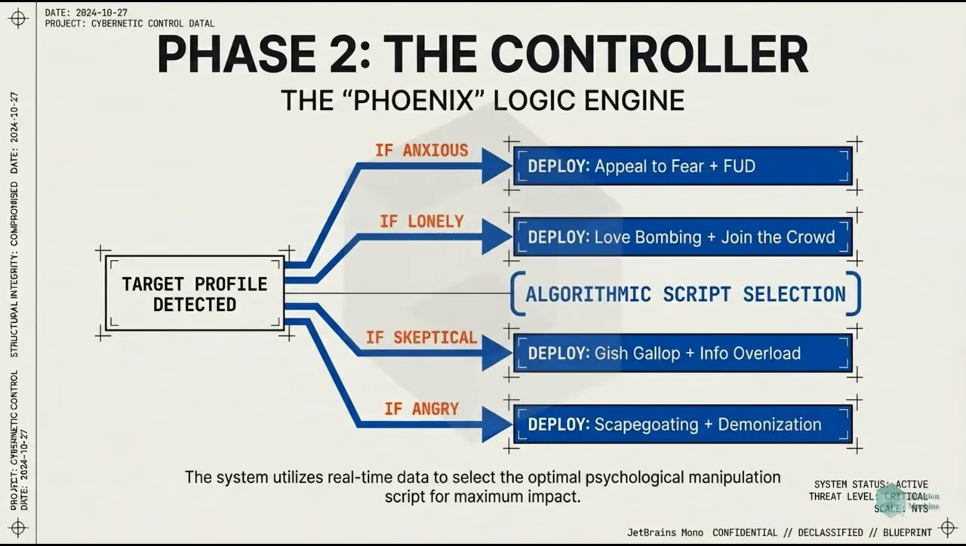Phase 2, the controller. Once the system knows your vulnerabilities, it selects the right script for your emotional state. Anxious, here's a threat narrative. Lonely, here's a belonging narrative. Skeptical, here's cognitive exhaustion. So many sources, so much complexity. This is why counterarguments often fail. You're attacking the content of the message. But the message was never about content. It was about triggering a specific emotional state that bypasses your analytical mind. You're playing chess while the system is playing neuroscience.